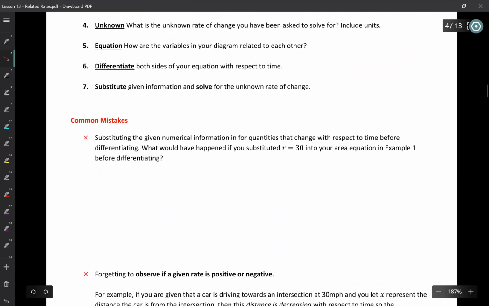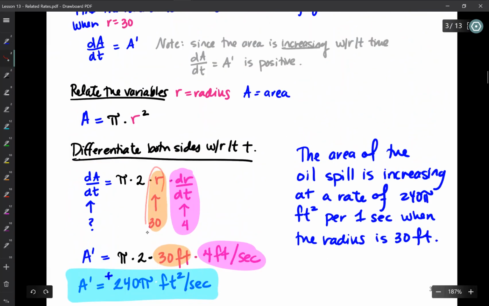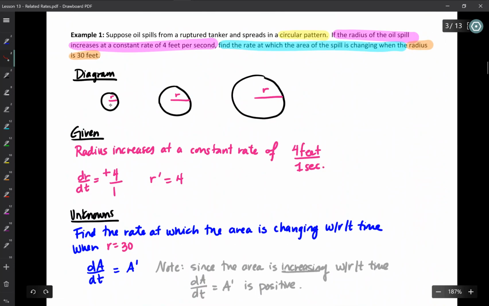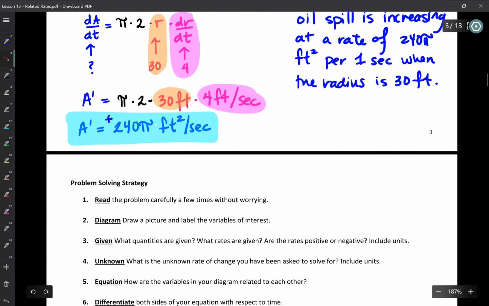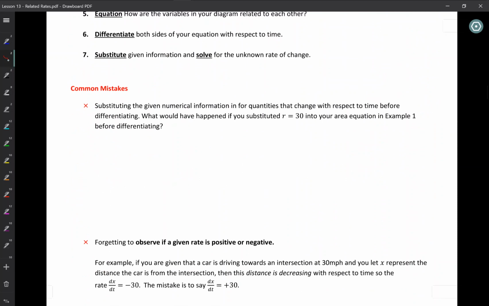Some common mistakes are to go ahead and substitute in numbers too soon. If something is truly constant, if it's not changing over time, then it's perfectly fine to just treat that as a constant, treat it as a number. But notice here in this example, yeah, they told me r was 30, but the radius of this oil spill is changing over time. There's only one moment in time when the radius is 30 feet. So you do not want to substitute in that 30 for r too soon. Let's see why that would be a problem for us.